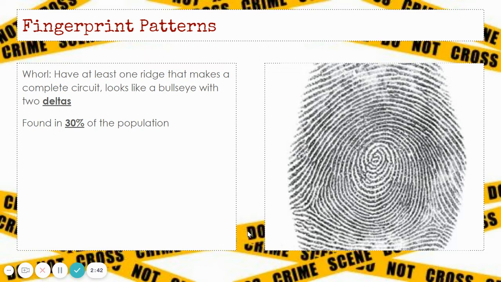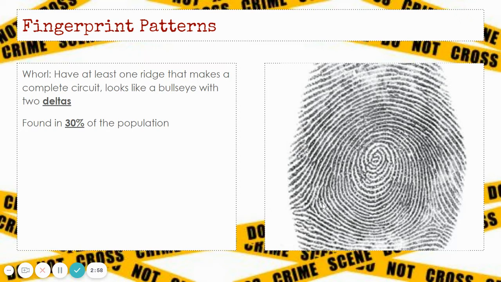A whorl pattern is going to have at least one ridge that makes a complete circuit. So that makes a complete circle. Looks sort of like a bullseye, and it has two deltas. Those two deltas are really key in identifying a whorl. This is found in about 30% of the population.